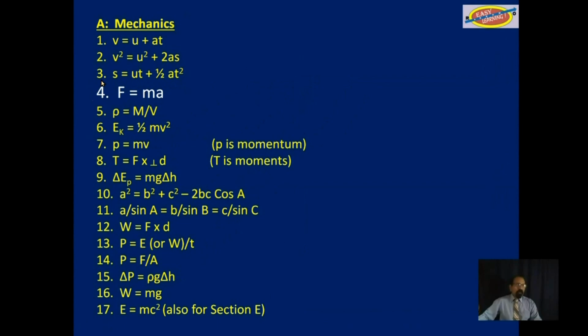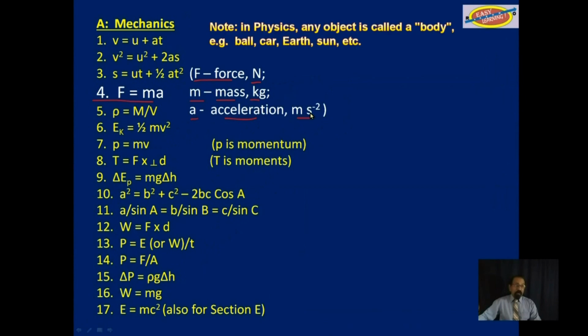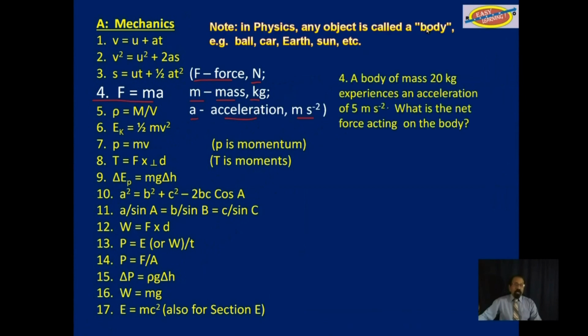So let's begin with F is equal to ma. Now in this formula, F stands for force and it is measured in newtons. m is for mass and it must be in kilograms. And a is for acceleration, which must be in meters per second squared. First example, a body of mass 20 kilograms experiences an acceleration of 5 meters per second squared. What is the net force acting on the body?